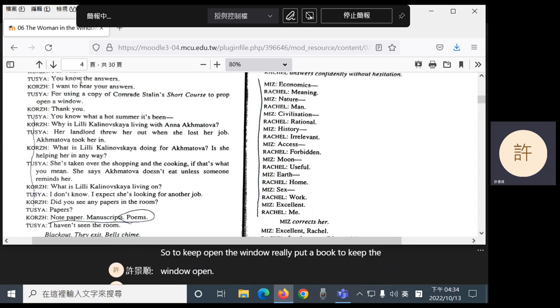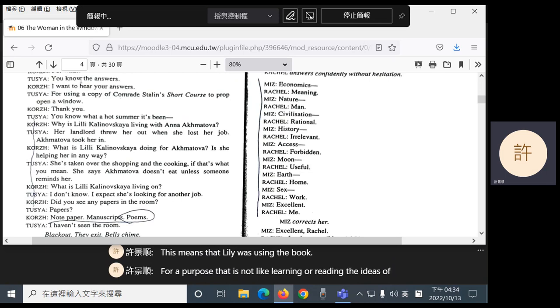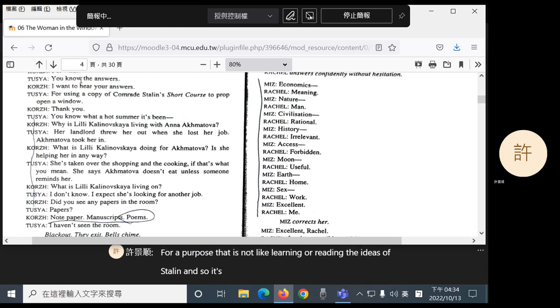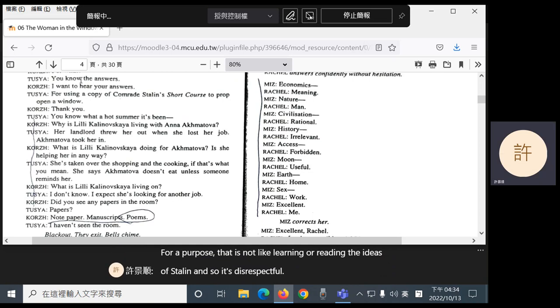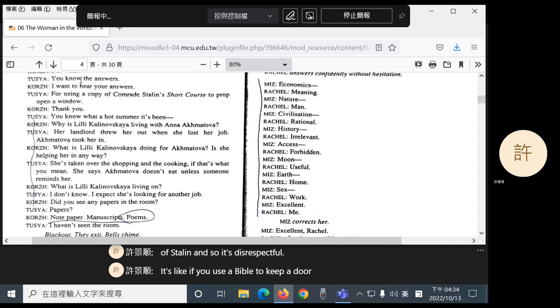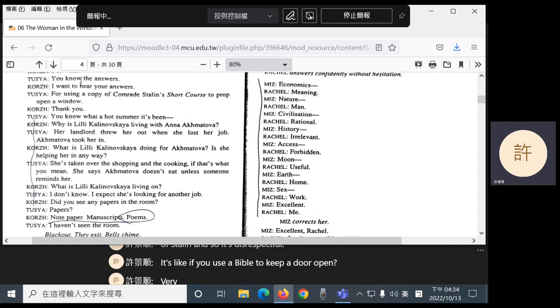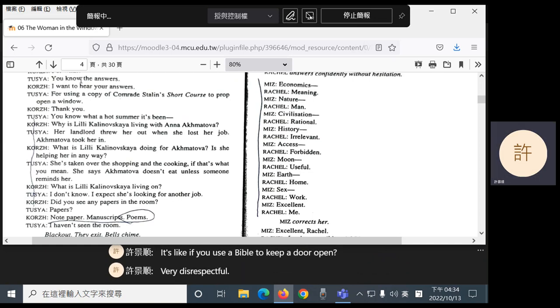This means that Lily was using the book for a purpose that is not like learning or reading the ideas of Stalin. And so it's disrespectful. It's like if you use a Bible to keep a door open. Very disrespectful. 拿圣经当门挡那样就是很不尊重. And it's the correct answer. So Kors says, thank you.